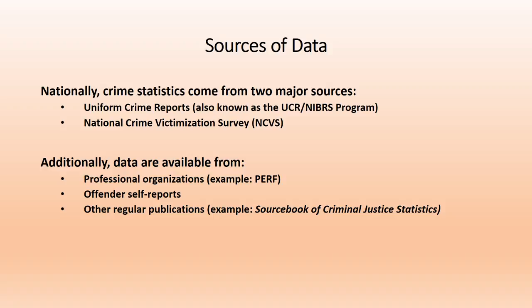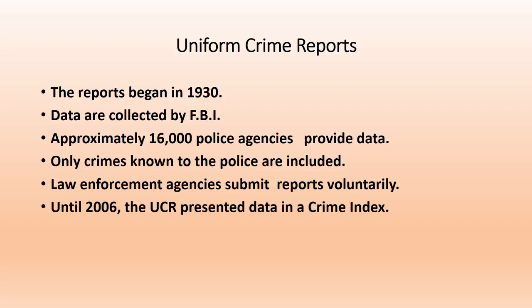Let's take a look first at the Uniform Crime Reports. It was created in 1930. Some books have it in 1929, but we're going to go with 1930 here. The data are collected by the FBI, so the FBI manages the UCR program. Approximately 16,000 police agencies, local and state, provide the data to the FBI to be analyzed. And only crimes known to the police are included.